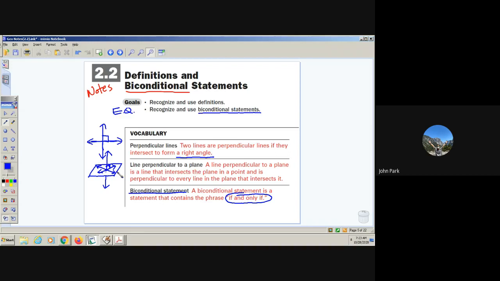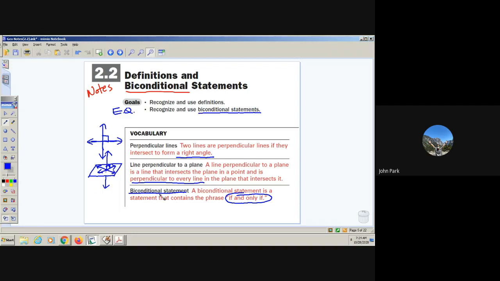Now, what happens if a line is perpendicular to a plane? Here's a picture to show you a line that goes straight down to a paper, which represents a plane. A line perpendicular to a plane is a line that intersects the plane in a point and is perpendicular to every line in the plane that intersects it. I drew a couple of lines here. This perpendicular line to the plane is going to be perpendicular to every line, as long as it intersects right here at the same point.